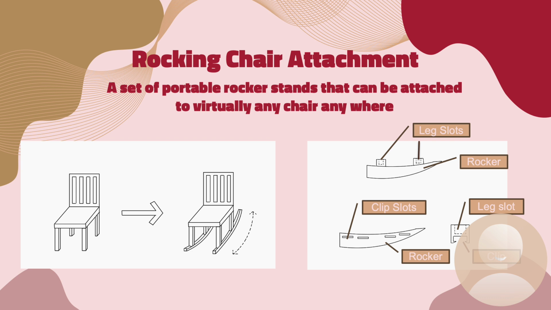The parts are actually labeled, so you can see some of those I previously mentioned. The rocker itself is somewhat of the base of the product. And then we have the leg slots where the chair legs can fit into.